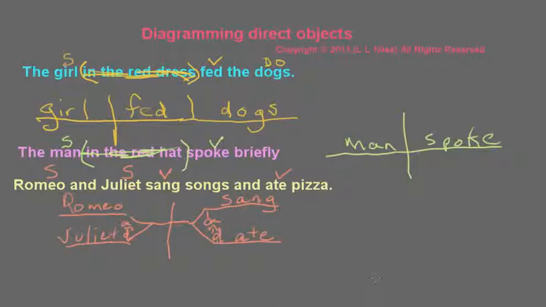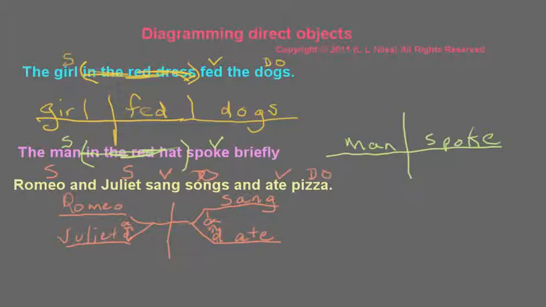Romeo and Juliet sang what? Now do I get an answer? And it's yes, it is. I do. Songs is a direct object. Romeo, Juliet ate what? I know what they ate. They ate pizza. I have another direct object.